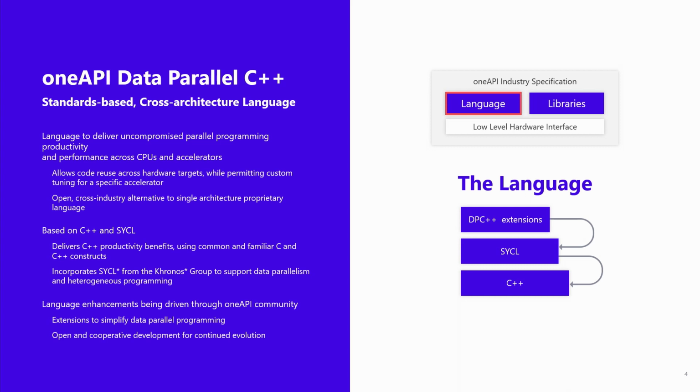So Data Parallel C++ is the part of oneAPI that I work on the most, and DPC++ builds on modern C++, so those are the features from C++ 11, 14, and 17, as well as what comes in the future, and adds to that features from Khronos SYCL, which is something you can find out about more on the Khronos website.